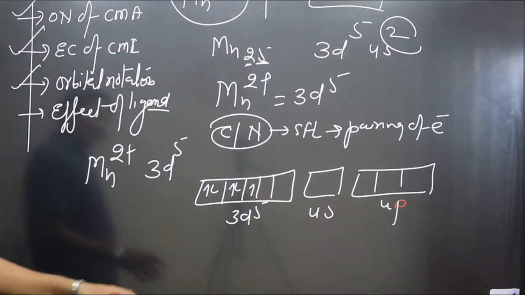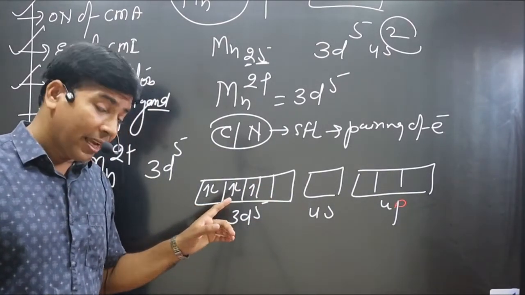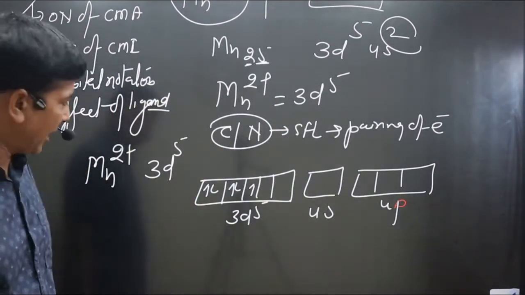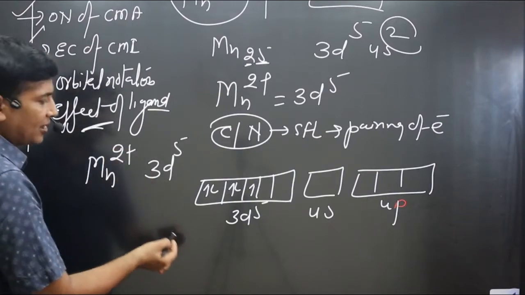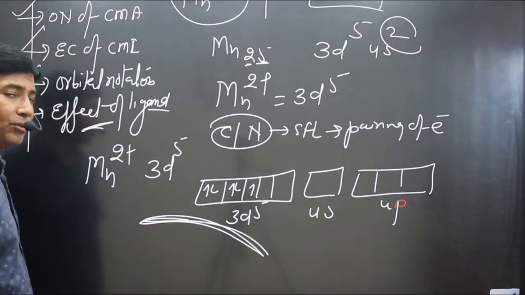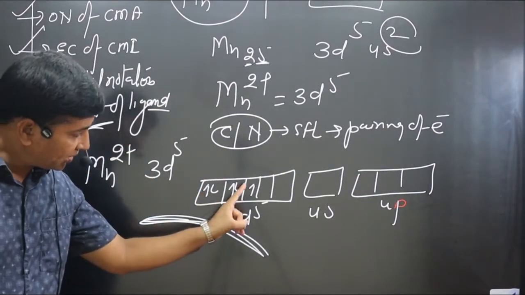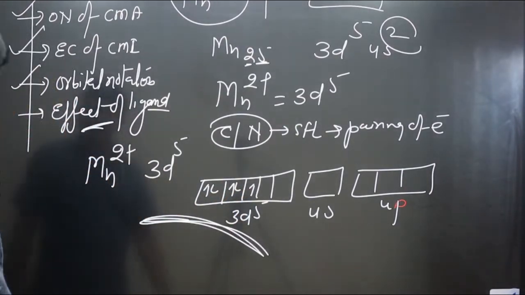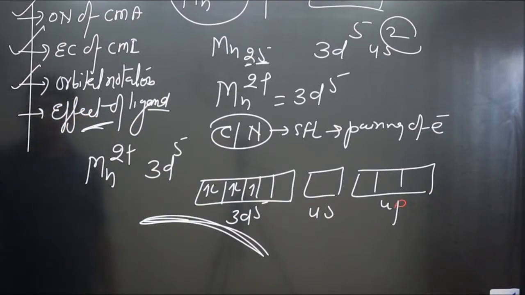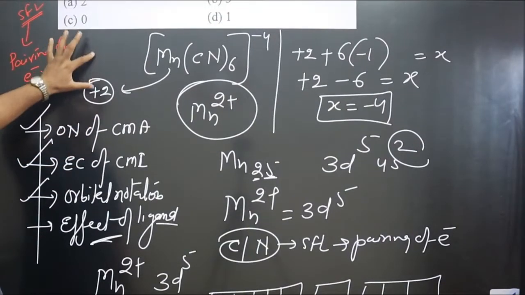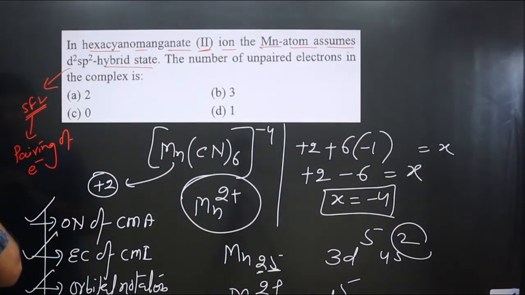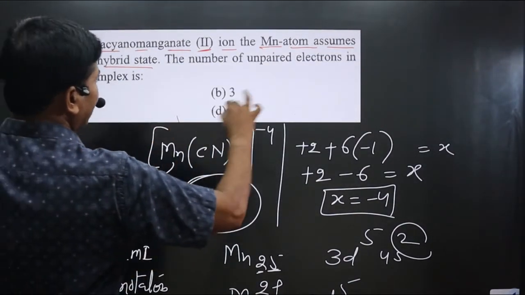So you can see in the question we have to calculate the number of unpaired electrons. After considering the effect of ligand, this is what we have, the orbital notation. Paired, only a single spin is there, only one unpaired electron is there. You can see by following these steps we are easily able to answer this question. So the number of unpaired electrons we have is only one, hence option D is correct.